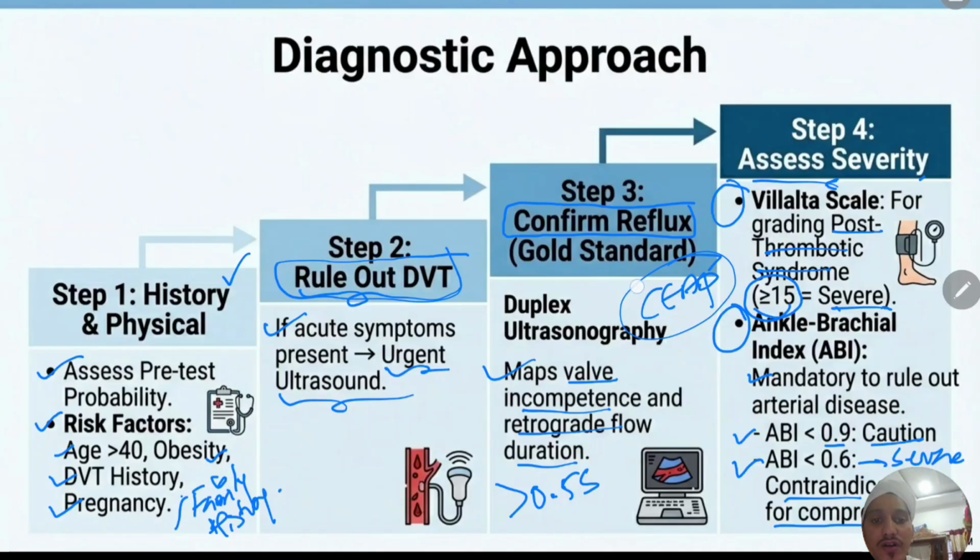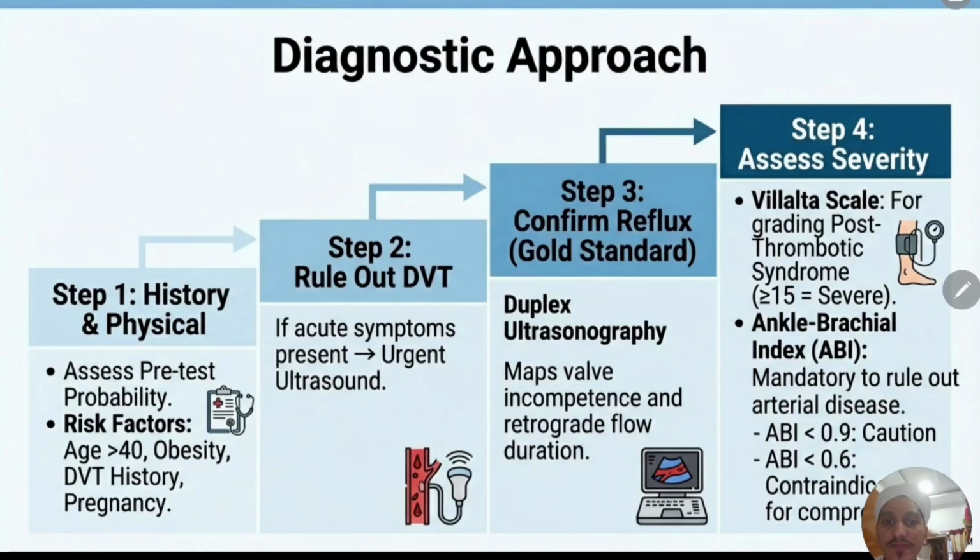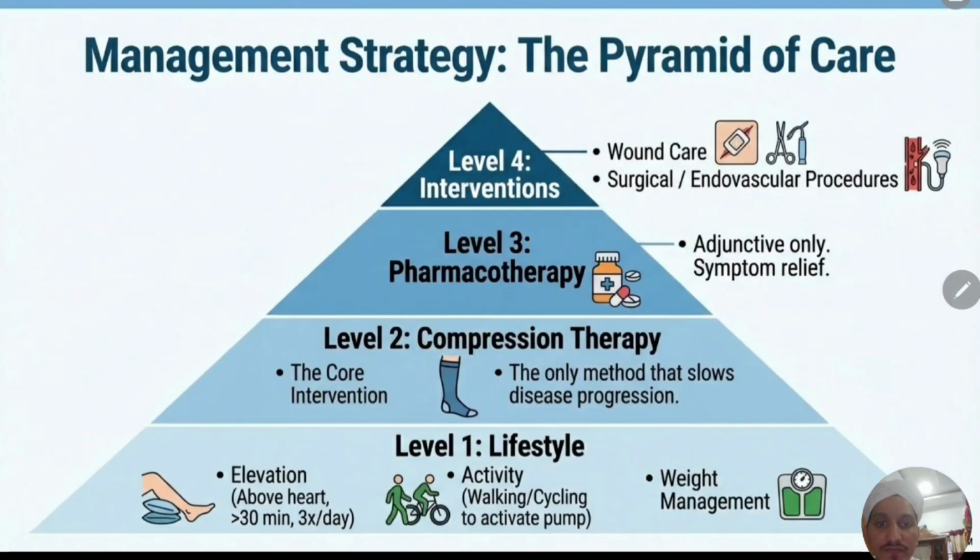Okay. So for CVI, it is CEAP. For post DVT, it is Villalta scale. And ankle brachial index to rule out associated peripheral arterial disease in these patients. So this is the stepwise diagnostic approach. Moving forwards.